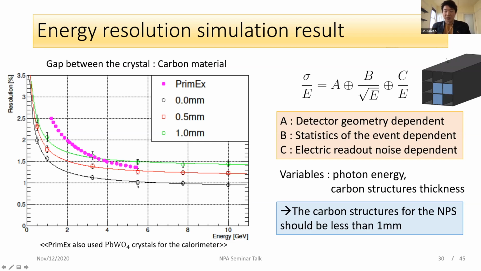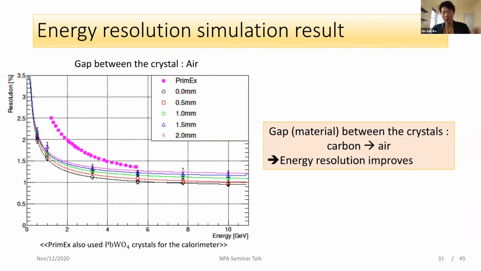And as anyone can expect, if we reduce the carbon material between the crystals, the energy resolution gets better. These magenta dots are the actual resolution from another experiment using a very similar design of calorimeter using about 1,000 lead tungsten crystals. I just put it there to give me some validation. From these simulation results, I can say the carbon structure of the NPS should be less than 1 millimeter. And if we change the carbon material from carbon to air, we get much better energy resolution.